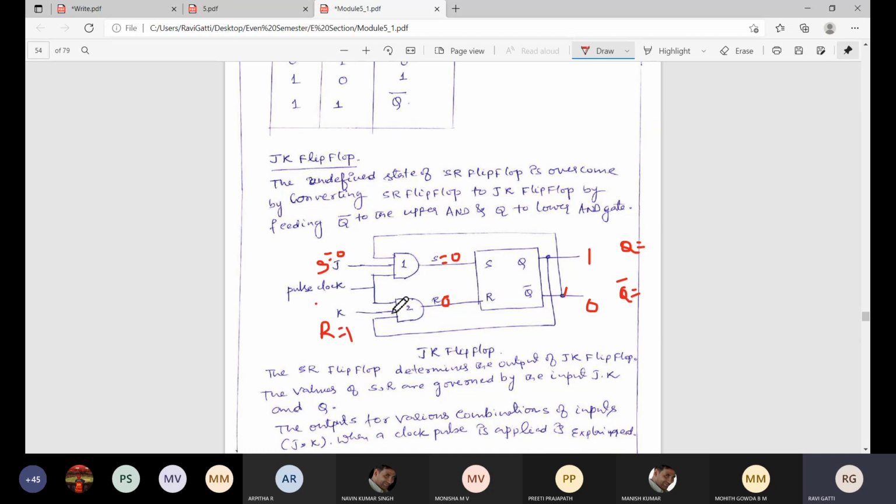Okay, so now the clock is 1, this is 1, and also R is equal to 1. Therefore your R will be 1 and your S will be 0. So for 0 and 1, what is the output? Yes, Manish, when S is equal to 0 and R is equal to 1, what is the output of the SR latch or SR clocked flip-flop?